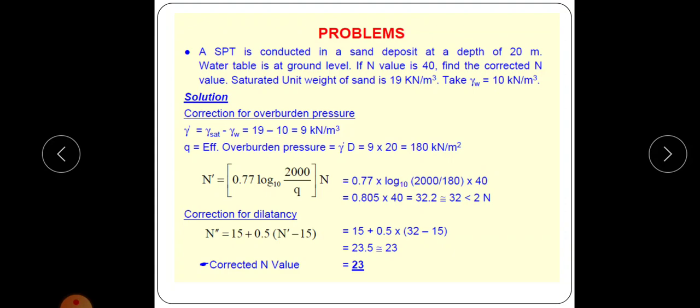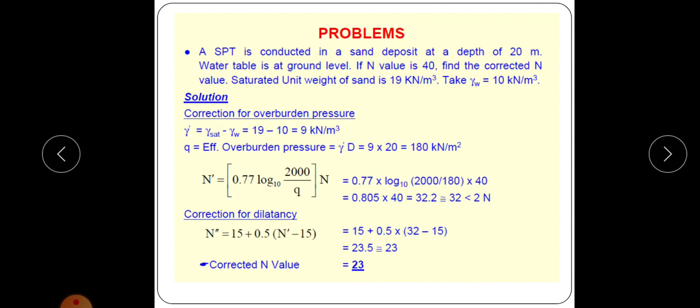And the correction for overburden pressure, that is the corrected N value N dash, is equal to 0.77 log 2000 by Q, times N. So Q we have obtained as 180 and N is 40, that is the initial N value. So the corrected one is 32.2. Since it is a number of blows, we have to round it, we cannot keep it as 32.2, so it has to be rounded as 32. Okay. And it should be less than 2N. 2N means 2 times 40, that is 80, and 32 is less than 80, so it's okay.